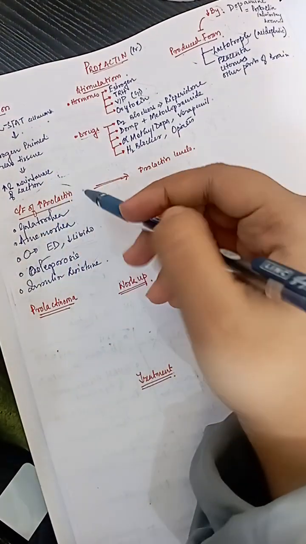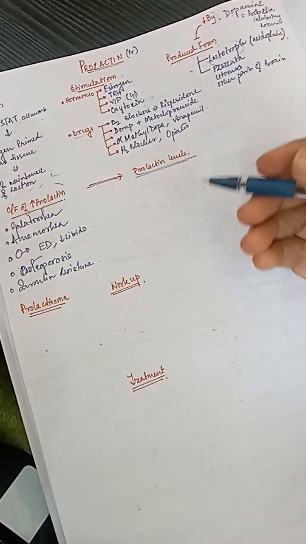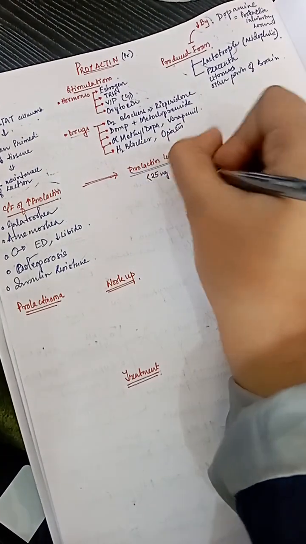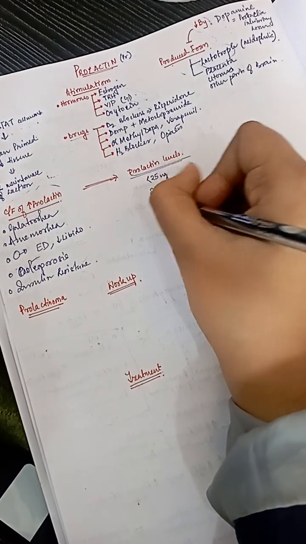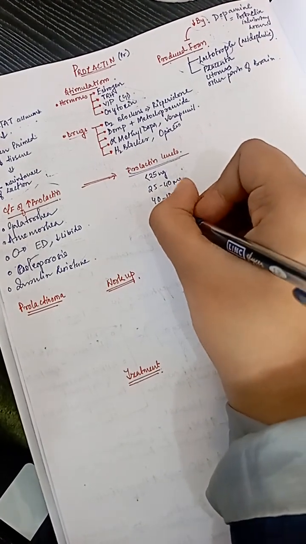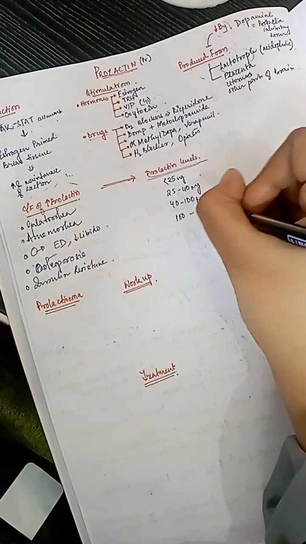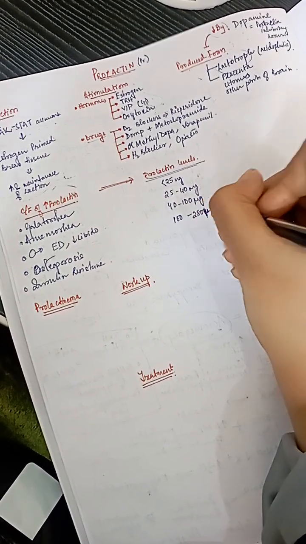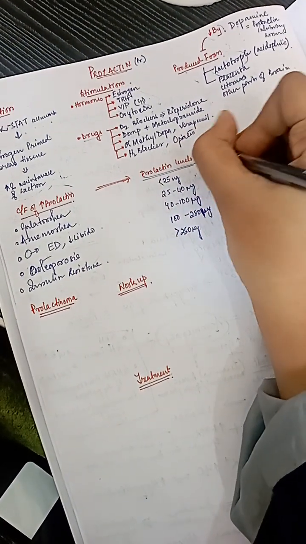So with a patient coming with such clinical features, we are going to do prolactin levels, fasting prolactin levels. It can be less than 25, 25 to 40, 40 to 100, 100 to 250, and more than 250. These are fasting levels.